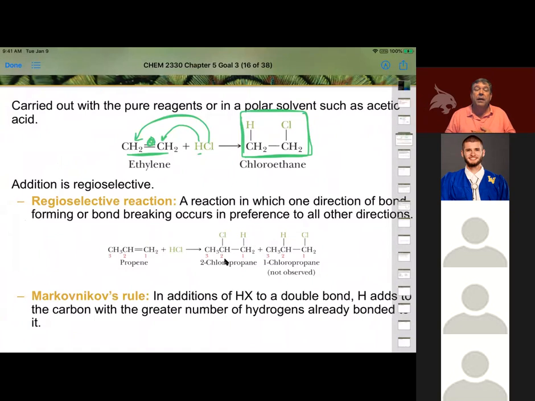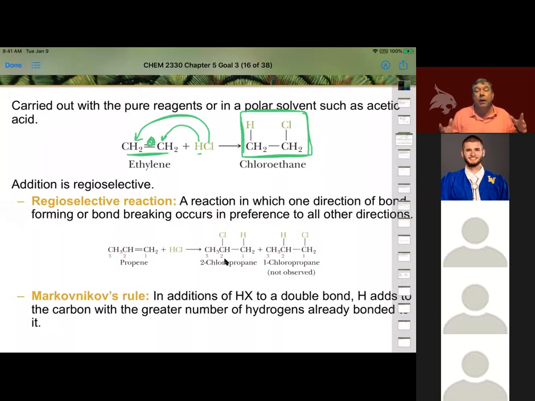But this reaction is what we call regioselective, meaning the hydrogen is going to go in a specific location and the other part is going to go in the other location. And we call this Markovnikov's rule.